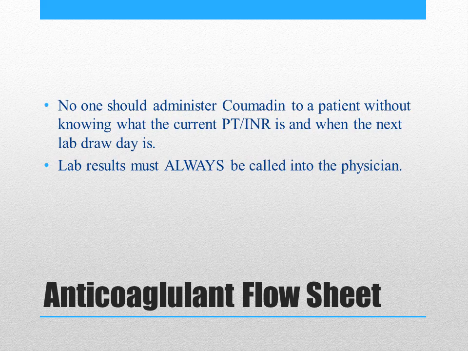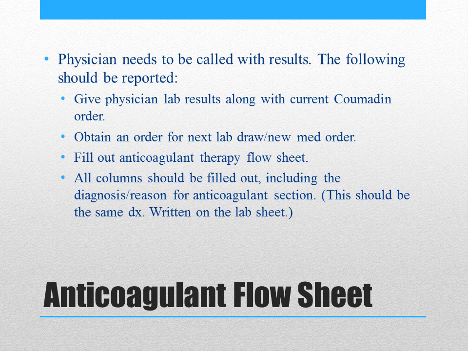So when you call the physician with the results, you need to give the physician the lab results along with the current Coumadin order, obtain an order for the next lab draw or a new med order, fill out the anticoagulant therapy flow sheet, and then all columns should be filled out, including the diagnosis and reason for anticoagulants. This should be the same diagnosis written on the lab sheet. If they don't match, contact the physician to find out why.